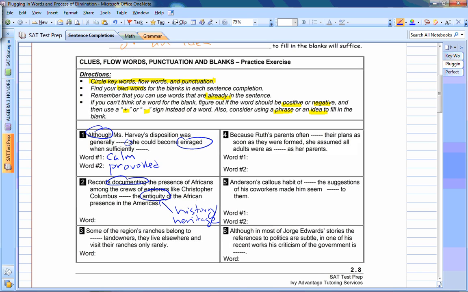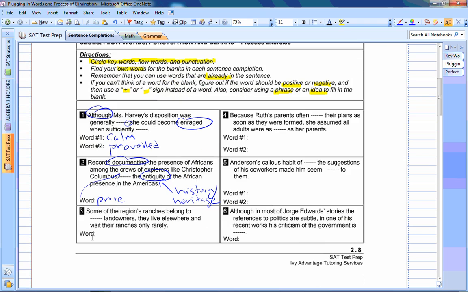So the records that document the presence of Africans probably help prove the antiquity. Or you can use the word document the antiquity. That could work also. Or verify, corroborate. There's definitely a lot of ways you can go about this. Let's look at number 3.